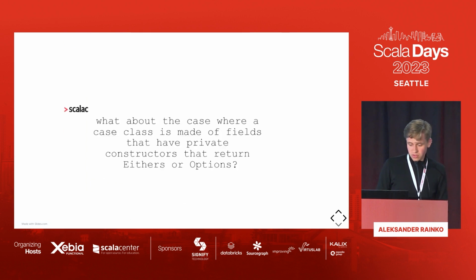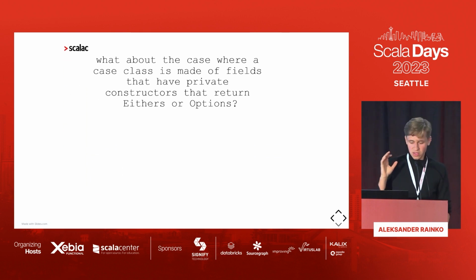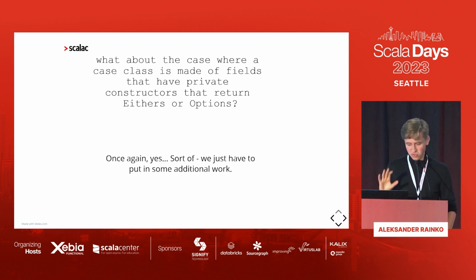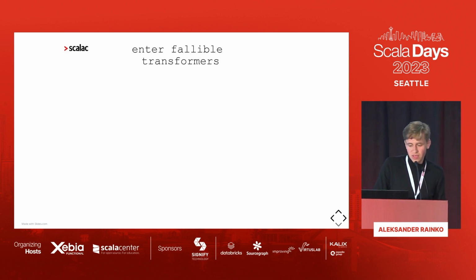All right, there's one more case that happens more often than not, where a case class has maybe other case classes, maybe other data types that have private constructors, but they also have some kind of validations going on for them. So things that have constructors that return Either, Option, or any other type. So is it possible to automate that? Once again, yes, it's possible. We just need to do some additional work, not much, but some. So another thing: enter partial transformers.